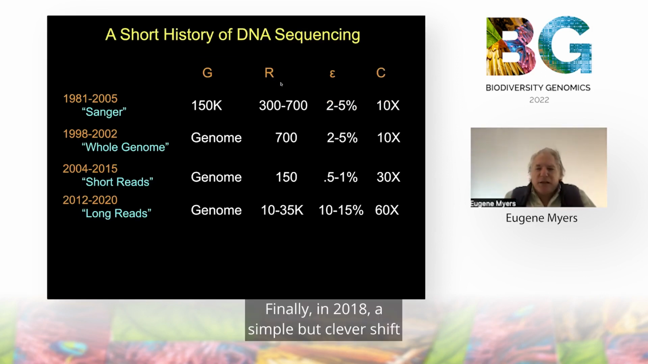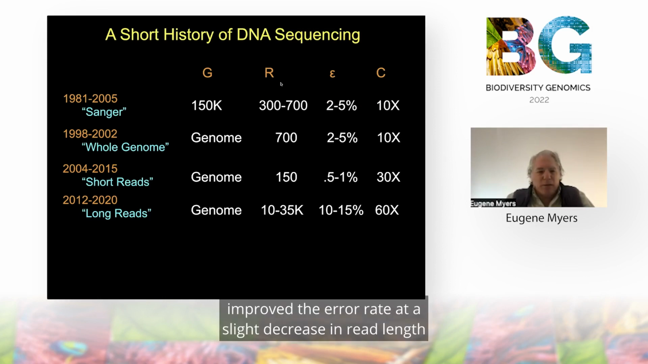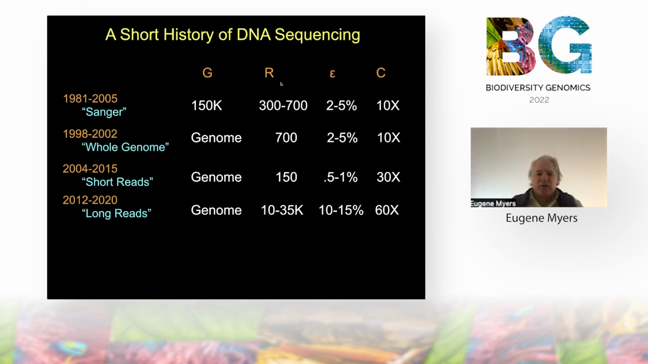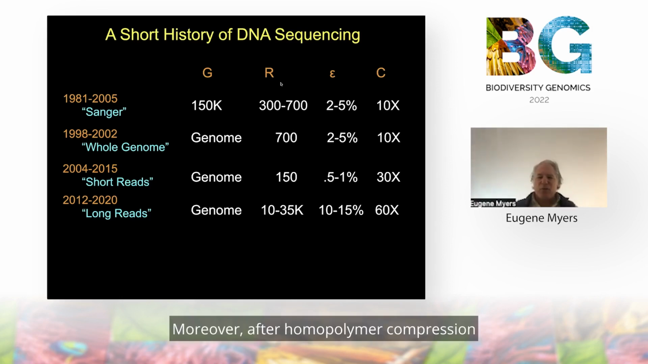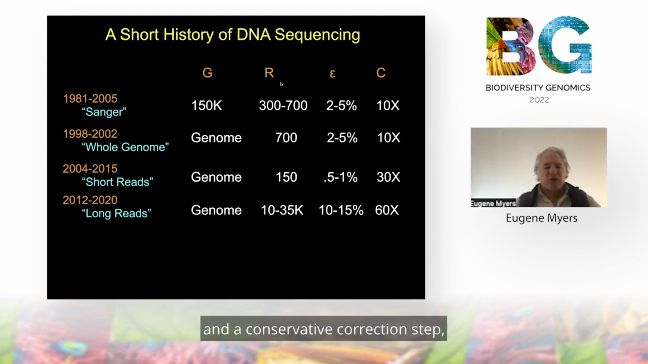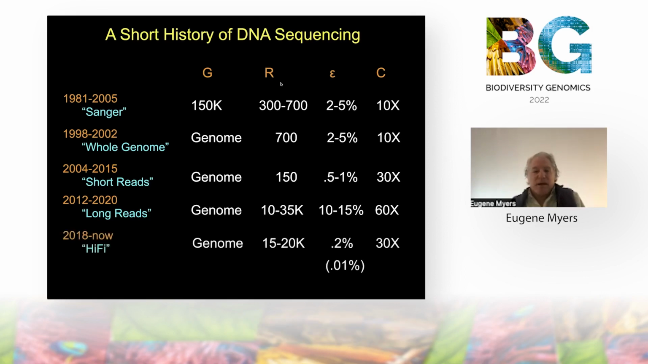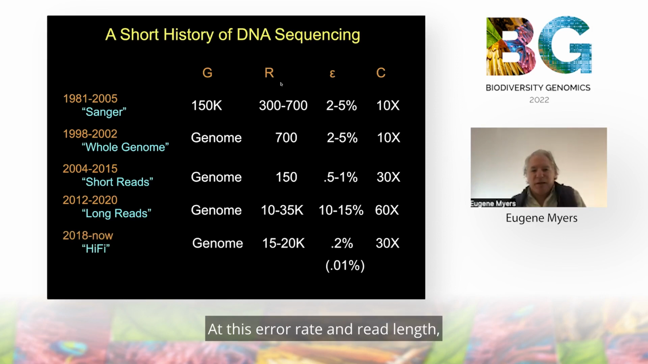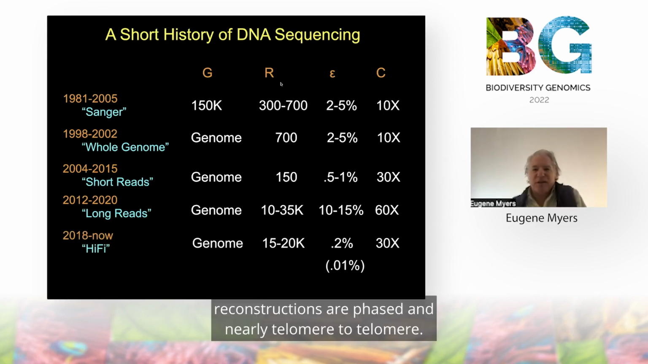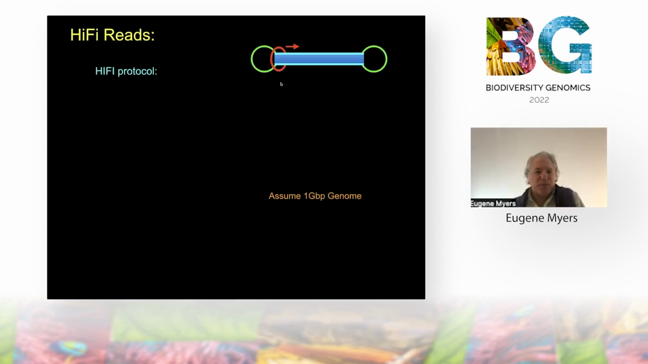Finally, in 2018, a simple but clever shift in the running of the long-read instruments improved the error rate, at a slight decrease in read length, to an incredible 0.2%. Moreover, after homopolymer compression and a conservative correction step, the error rate for these hi-fi reads became effectively 0.01%. At this error rate and read length, reconstructions are phased and nearly telomere to telomere.